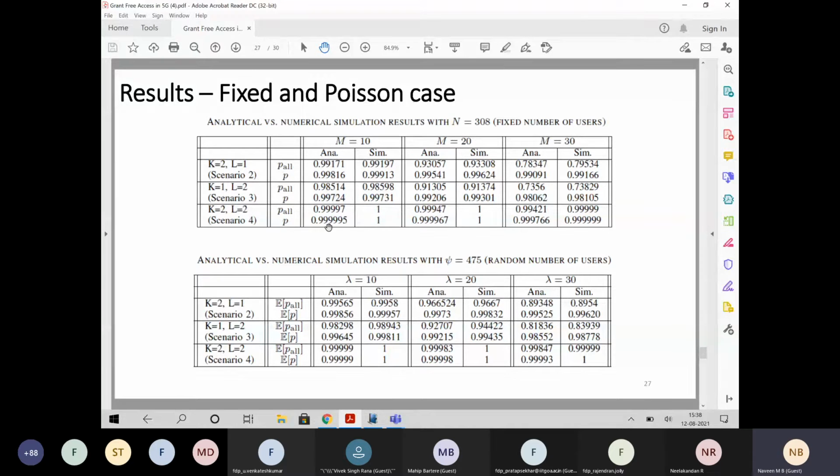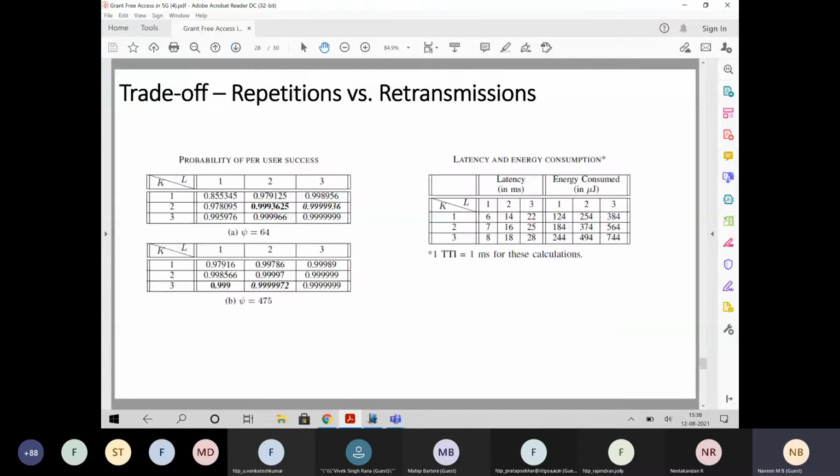In fact, simulation here predicts 0.99995 in the last case, but analytical predicts a lower value, while in simulation it's like everyone is successful. So we were able to show that we can have accurate analytical expressions to find the success rate of a grant free system, almost to the 6th decimal in many places. And also simple tricks like increasing the number of preambles are sufficient. Don't worry too much about the number of antennas, just increase the number of preambles. That is what we tried to convey.